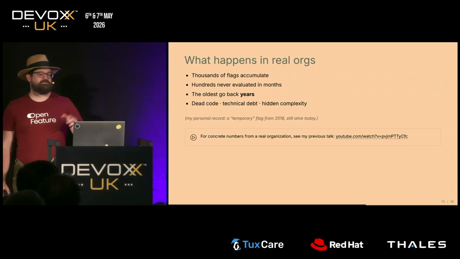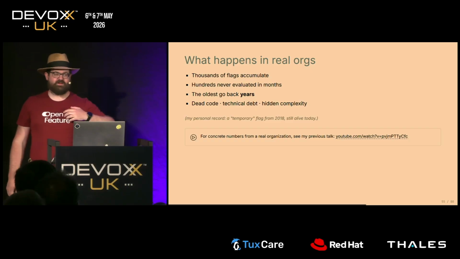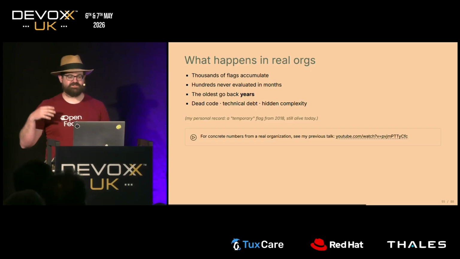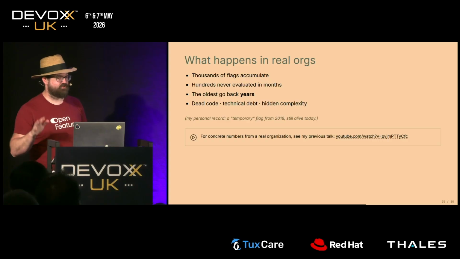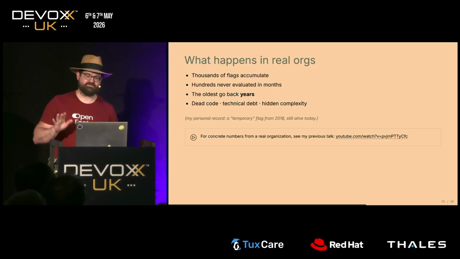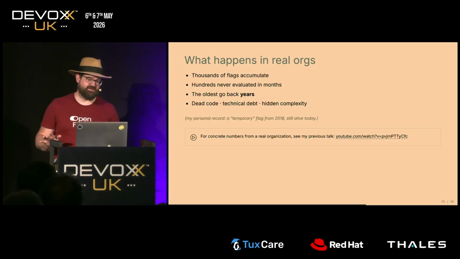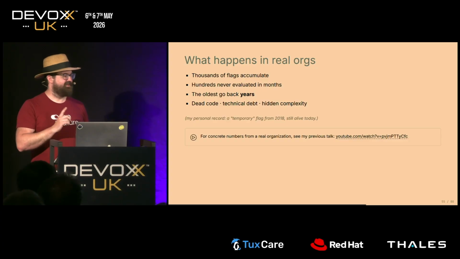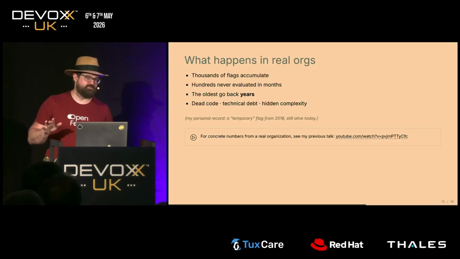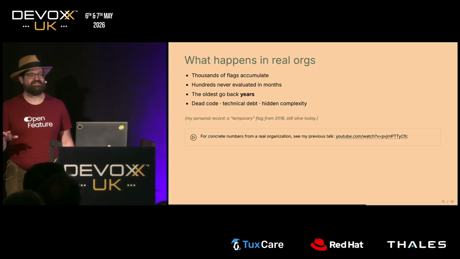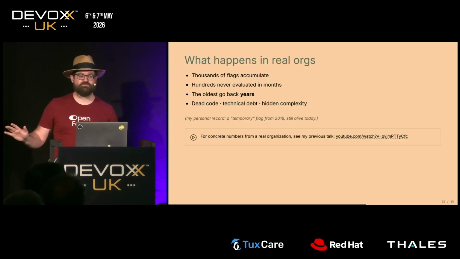When we take a look at what happens in real organizations, I had the benefit of working at Dynatrace, and we had thousands of flags accumulated in our old feature flag system, where hundreds of those had never been evaluated in months, and some of those go back for years. The oldest one is a temporary feature flag from the year 2018, and it was still in the system and used somewhere.